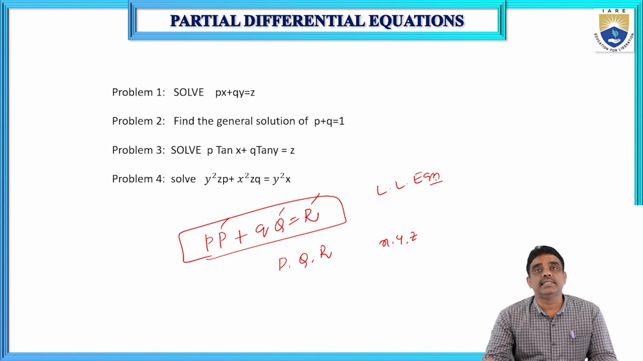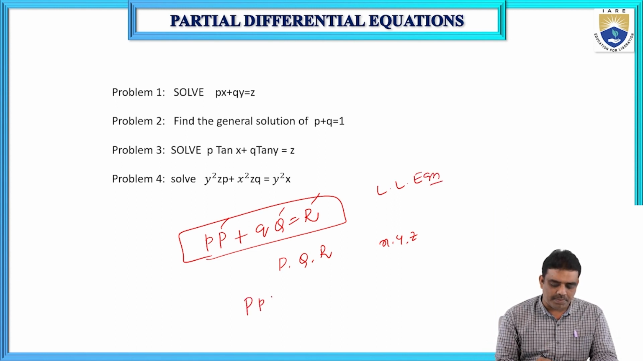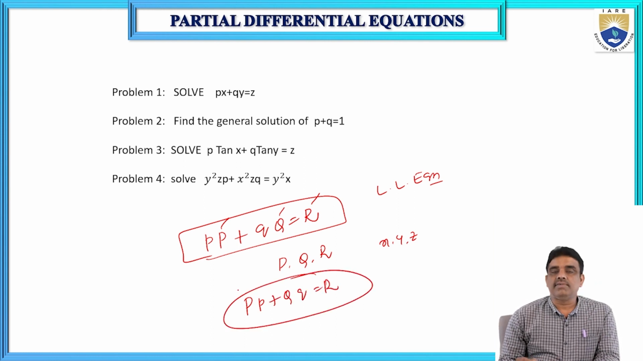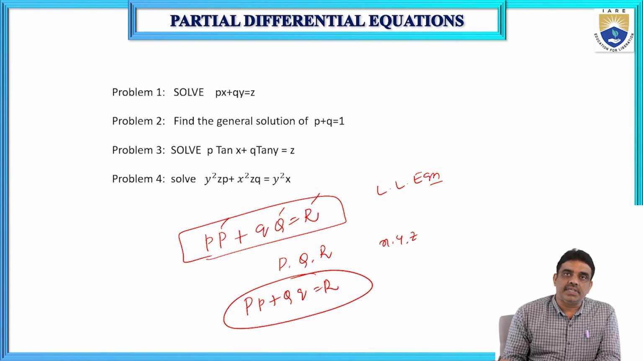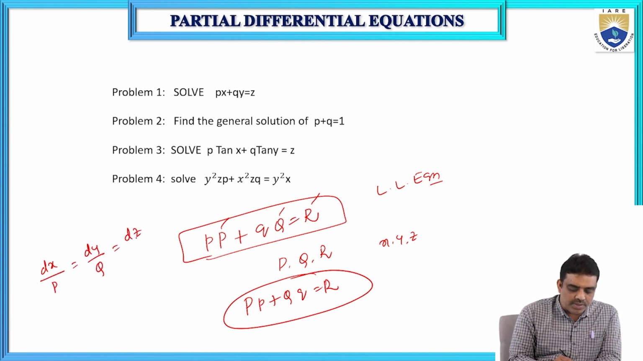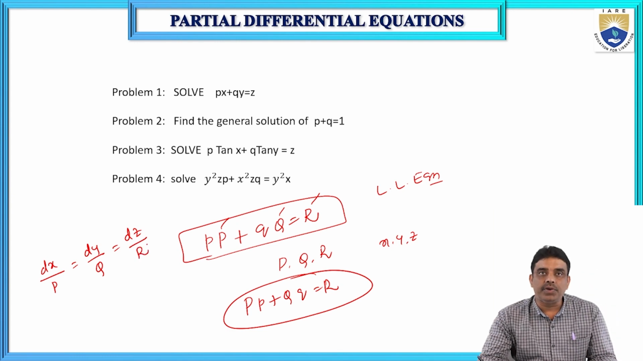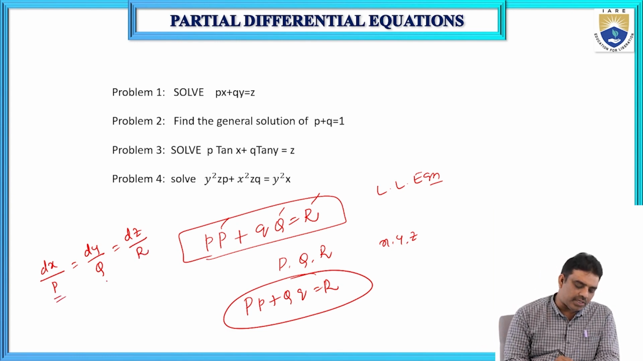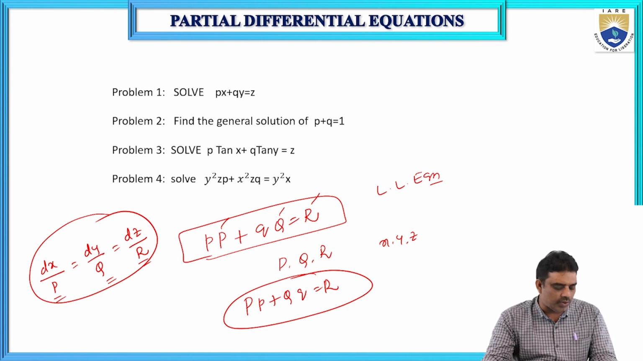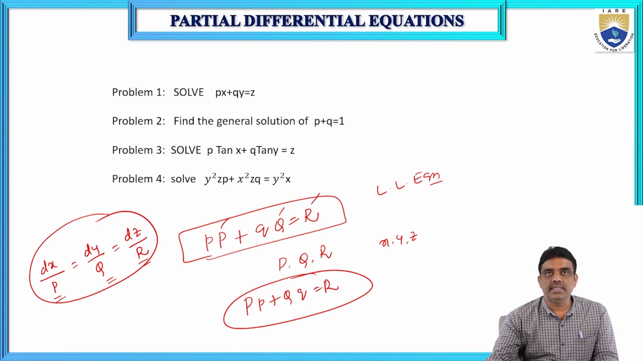We call it Lagrange's linear equation, Pp + Qq = R. To find the solution of this Lagrange's equation, we write first the subsidiary equations, that is dx/P = dy/Q = dz/R, where P, Q, R are functions of x, y and z. Now this can be solved by using the method of grouping and the method of multipliers. We have already seen how to do that in the previous video, and that will be explained in the given problems.